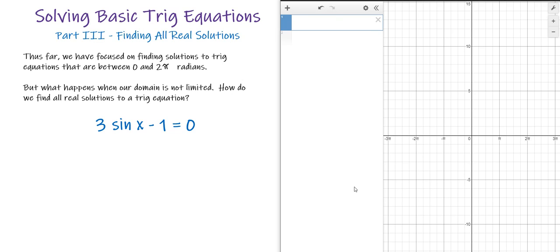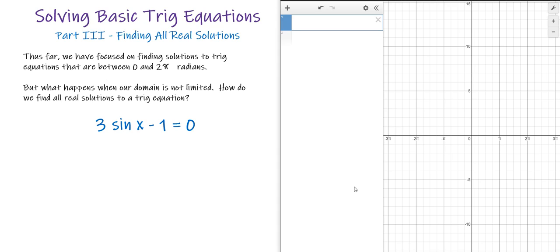We're going to today continue to look into how to solve basic trig equations. By that I mean trig equations that are of the first degree. And today we're going to part 3, where we're going to find out how do we find all real solutions to a trig equation. Now, up until now, our focus has been on finding solutions to trig equations that are between 0 and 2 pi radians. So we're trying to find the solutions that are in the first cycle through the unit circle.